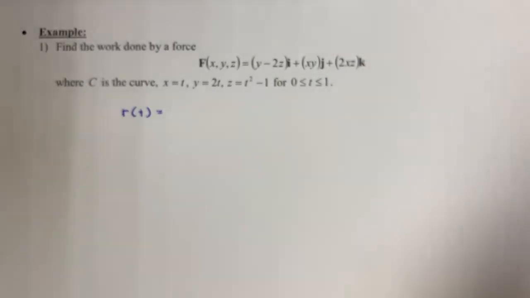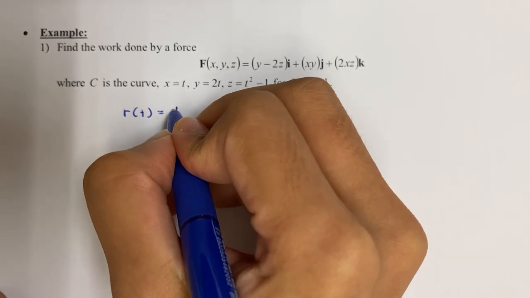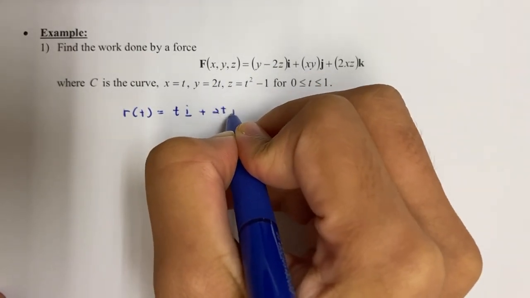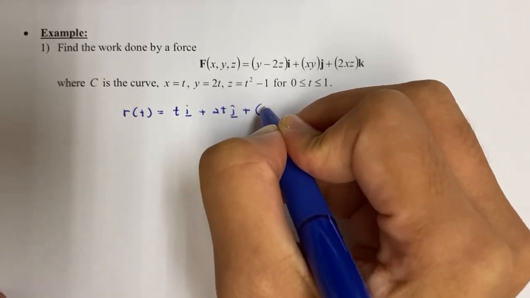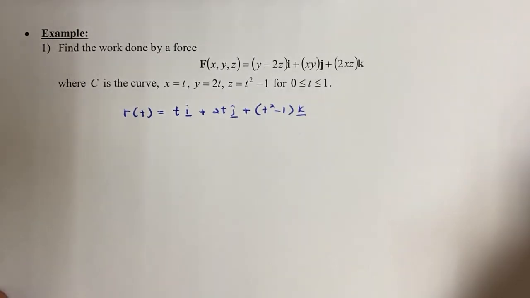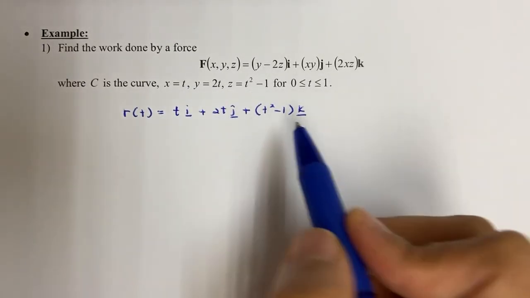So you know r(t) is equal to x(t)i plus y(t)j plus z(t)k. Put all x, y, z of t together in r. So this is your r(t).